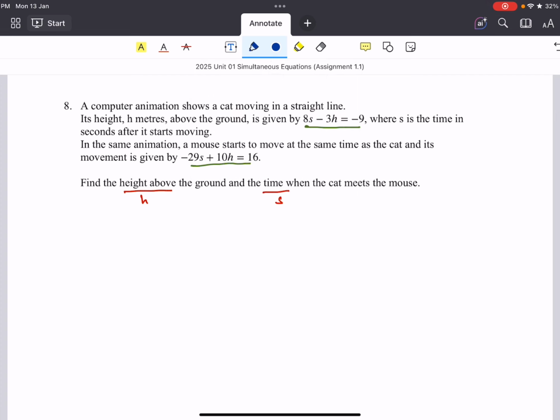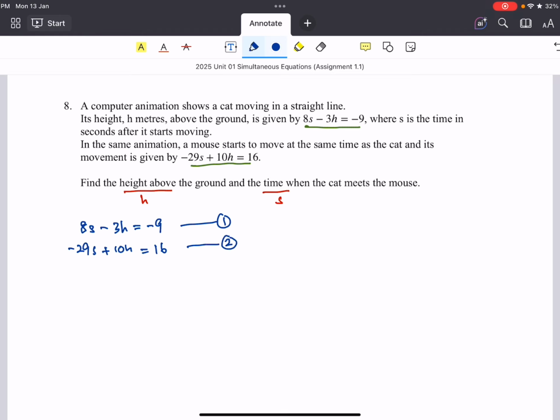So technically, if you read this question, it's not very complicated. They just want us to solve the simultaneous equations, because if you understand the meaning of simultaneous equations, it means both statements are true at the same time. So if they're true at the same time, and the equations give us the location, it means they actually meet, they are at the same location, right? So let's begin. First step is of course just to copy out the equations: 8s minus 3h equals negative 9, and negative 29s plus 10h equals 16. We call this equation 1, and I'm going to call this equation 2.